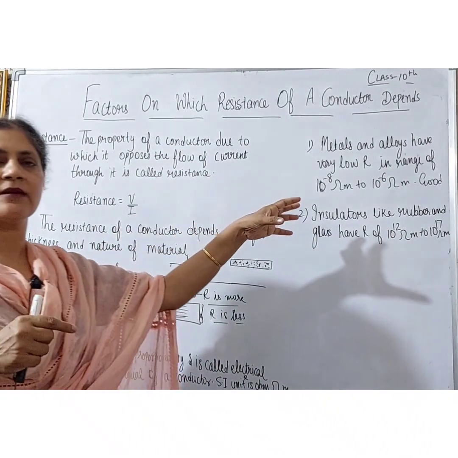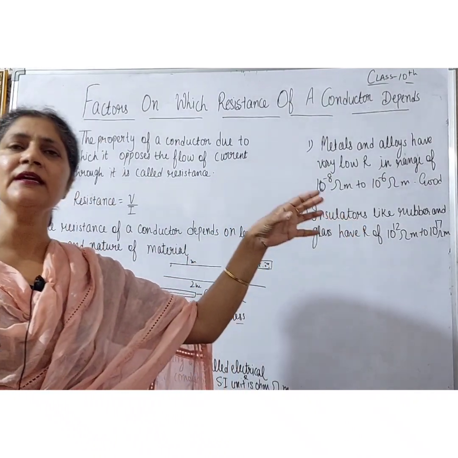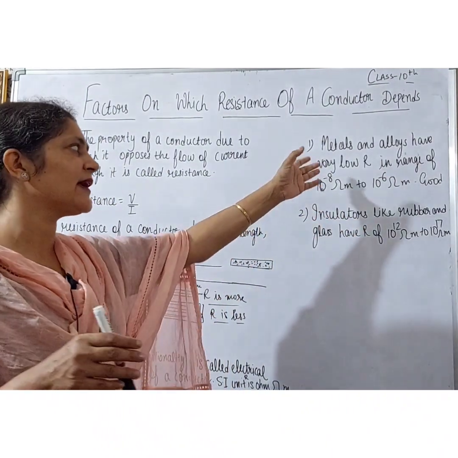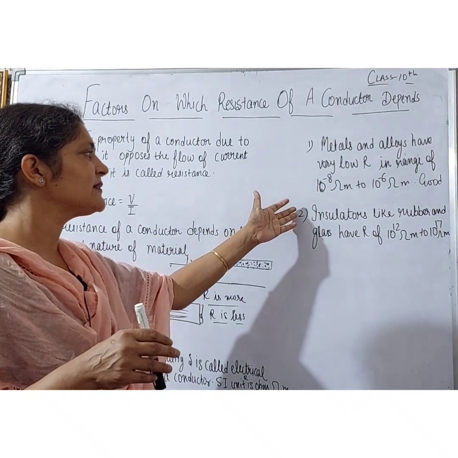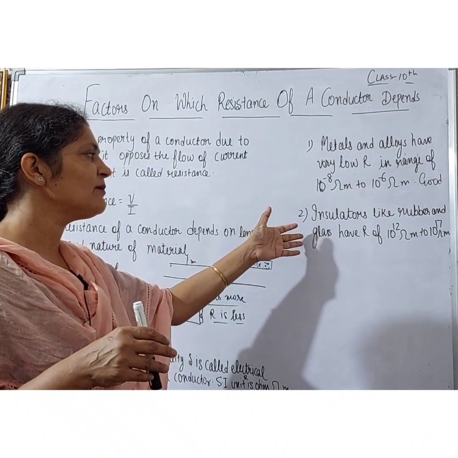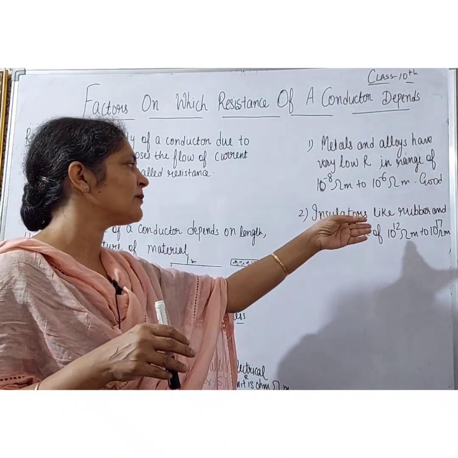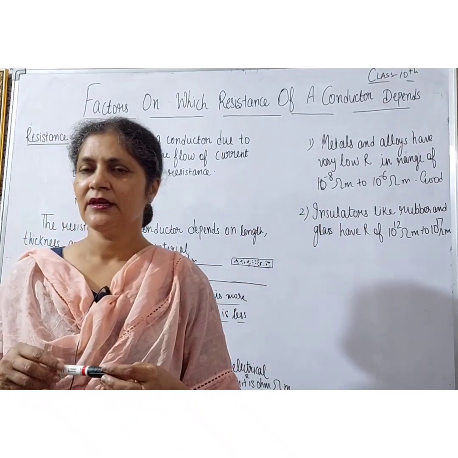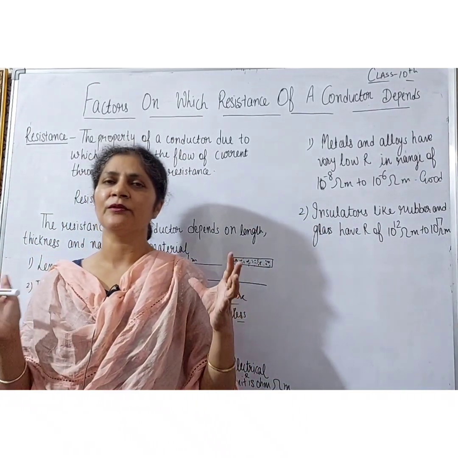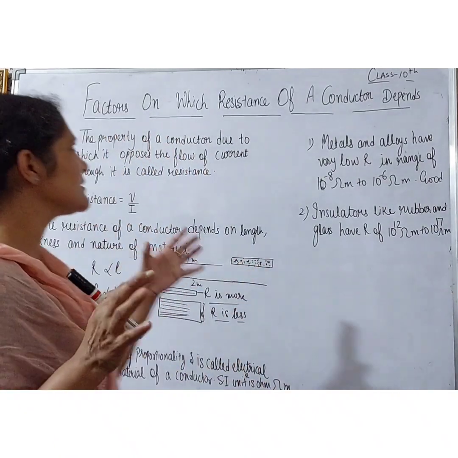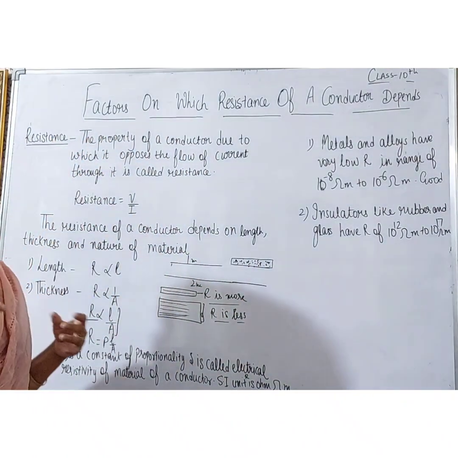Metals and alloys are very good conductors of electricity, so this is the reason they have very less resistivity. Insulators are very much resistant, and rubber and glass are examples. So students, this is all about the factors on which the resistance of a conductor depends.